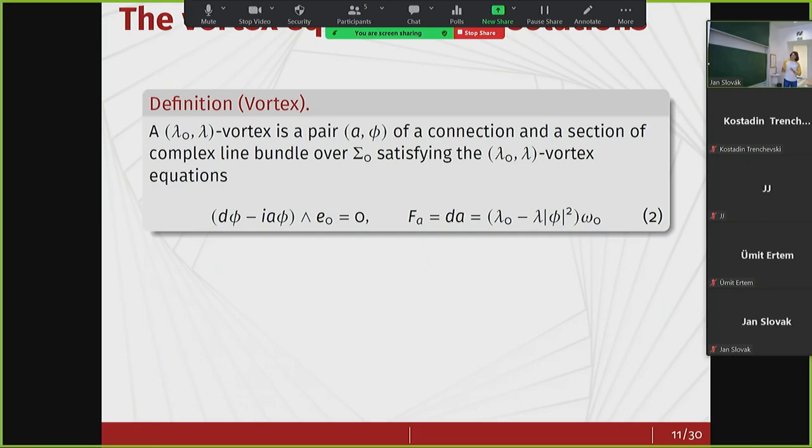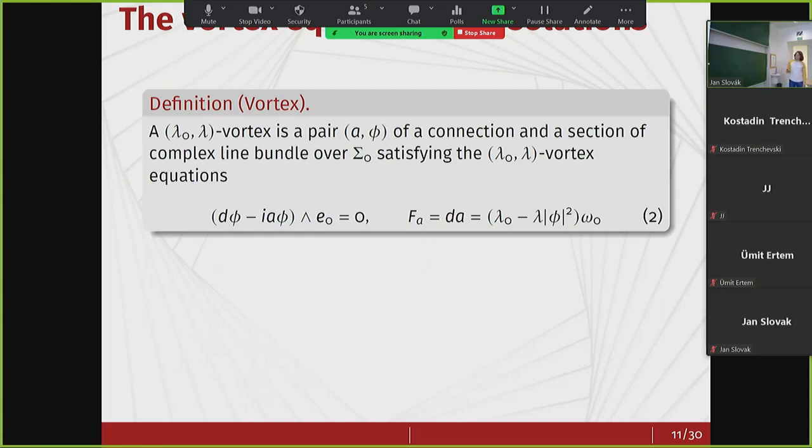So a vortex is labeled by these two numbers, so it's going to be a pair. The first part of the pair is going to be a connection, and the second is going to be a section of a line bundle. A connection on the U1 bundle that we described before, over the Riemann surface, where in this case the 0 corresponds to the Riemann surface associated to lambda 0. And phi is going to be a section of a complex line bundle. Given that we are dealing with U1 bundles, it's going to be a section, and it needs to satisfy the so-called lambda 0 lambda vortex equations.